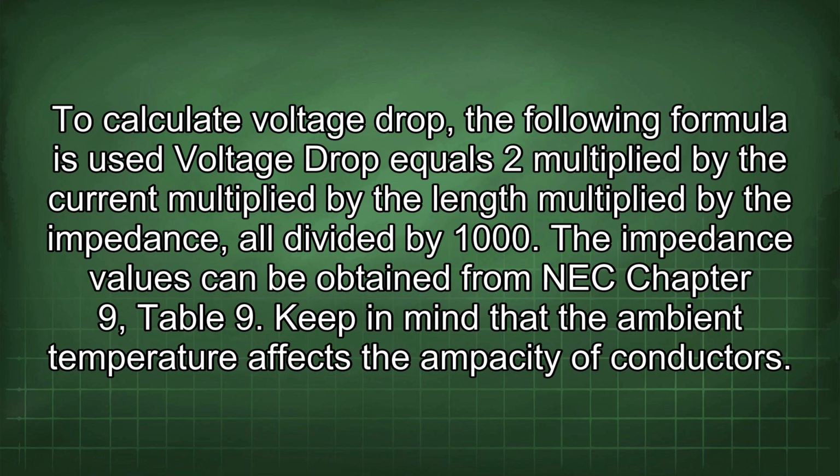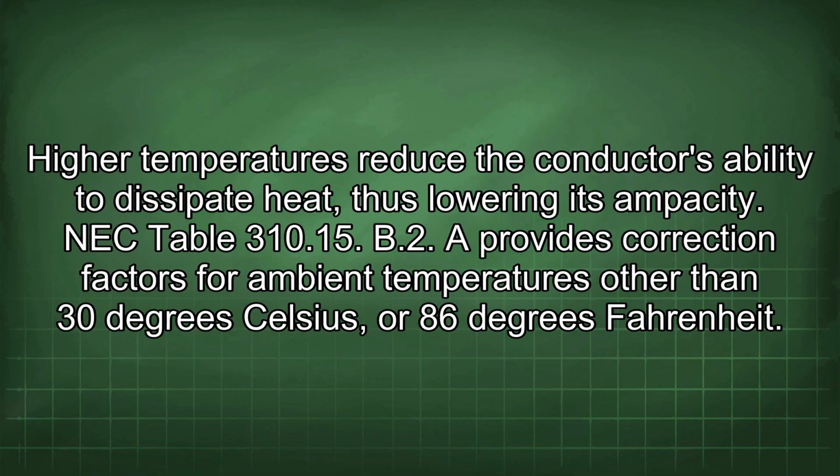To calculate voltage drop, the following formula is used. Voltage drop equals 2 multiplied by the current multiplied by the length multiplied by the impedance, all divided by 1000. The impedance values can be obtained from NEC Chapter 9, Table 9. Keep in mind that the ambient temperature affects the ampacity of conductors. Higher temperatures reduce the conductor's ability to dissipate heat, thus lowering its ampacity. NEC Table 310.15(B)(2) provides correction factors for ambient temperatures other than 30 degrees Celsius or 86 degrees Fahrenheit.